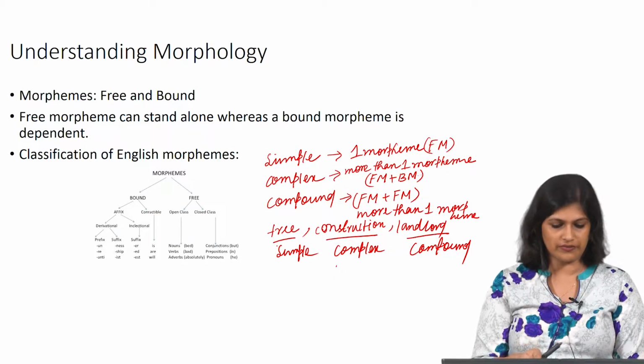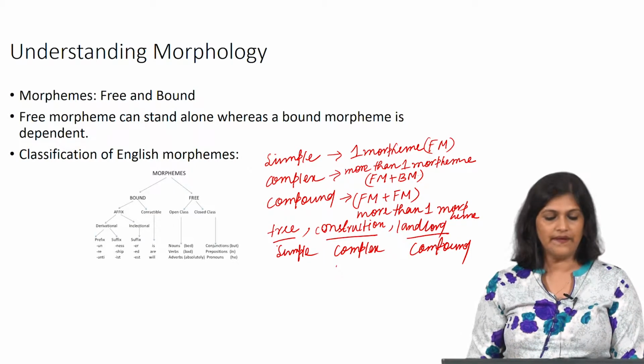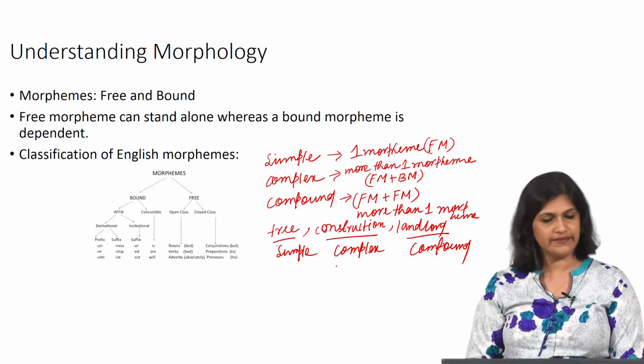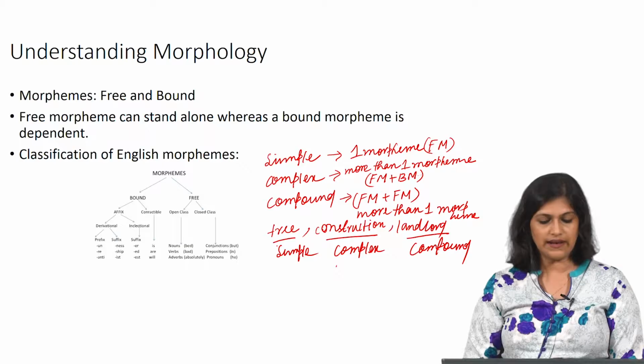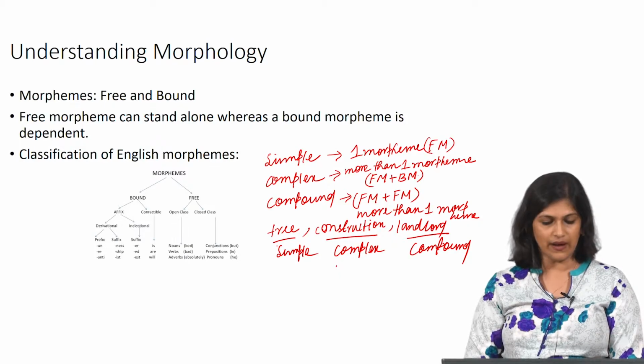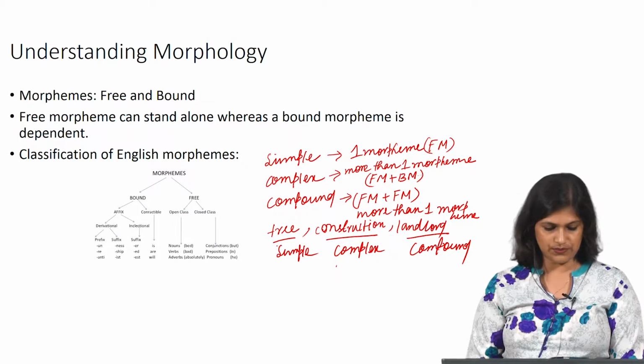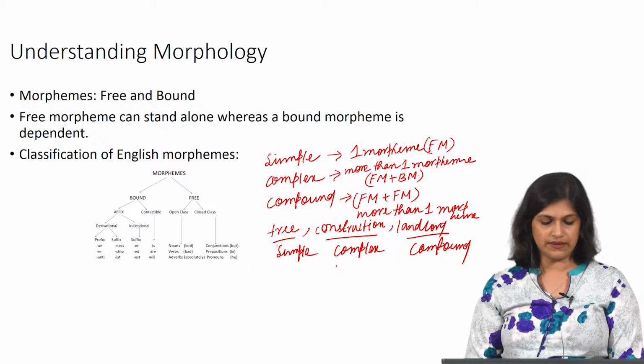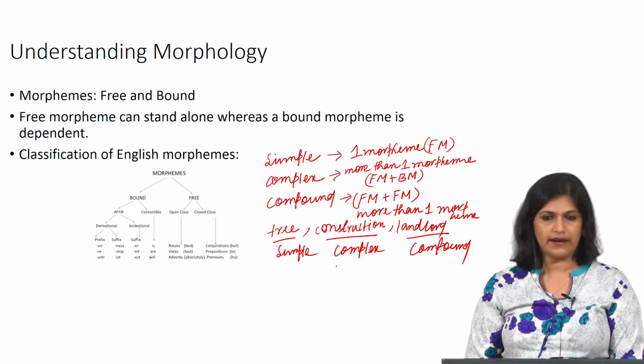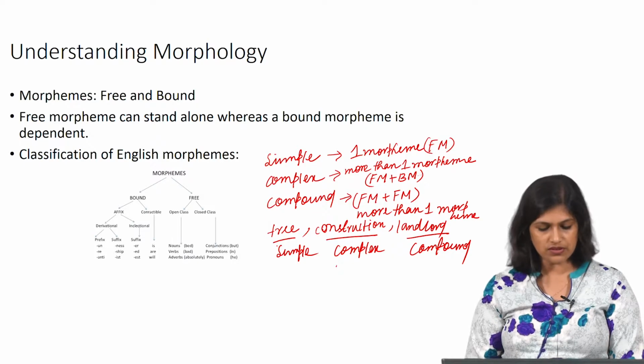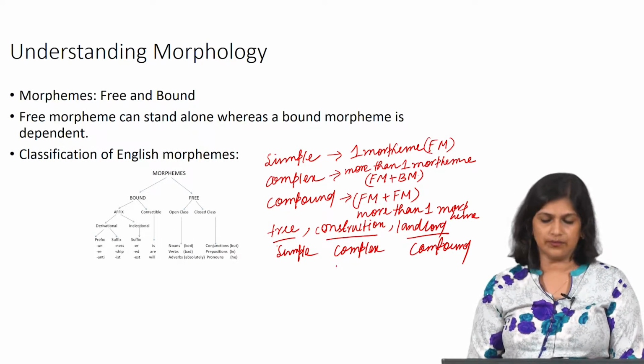So, here is the tree, the diagram given here. The morphemes can be either bound or free. Look at the picture given here. The bound morphemes could be affixes and contractible forms. Affixes could be derivational and inflectional, we are going to discuss it in a while, and free morphemes could be either open class words or closed class words. In the open class words we have nouns, verbs, adverbs and adjectives, and in the closed class words we have prepositions, conjunctions and pronouns, right.